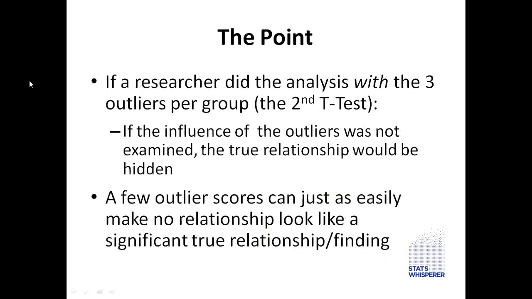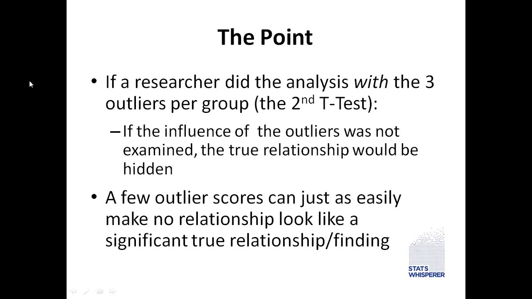So what's the point? The point is if the researcher did that second analysis, where the outliers were in there, it looks like there's no relationship. Then if the researcher failed to examine if there were outliers and what the influence of the outliers was, he or she might conclude that was the actual relationship, when it was a relationship that was incorrect and distorted based on a few outliers. But if you don't look for the effect of outliers and check for that test assumption, you might believe the lie.